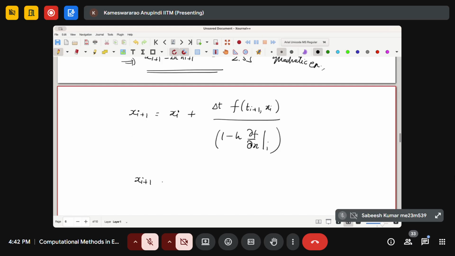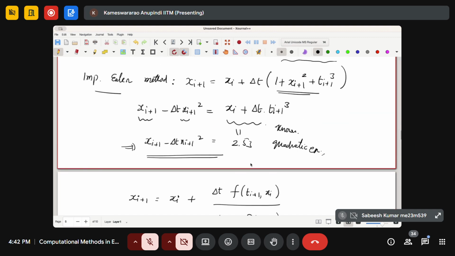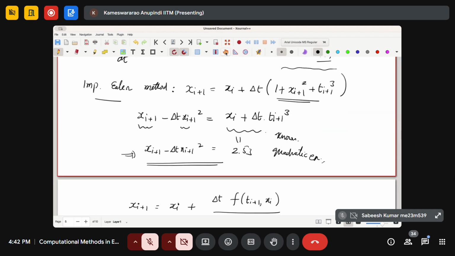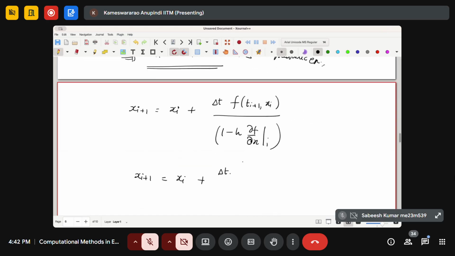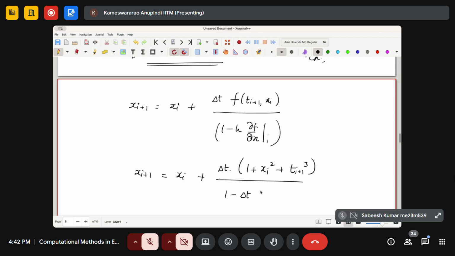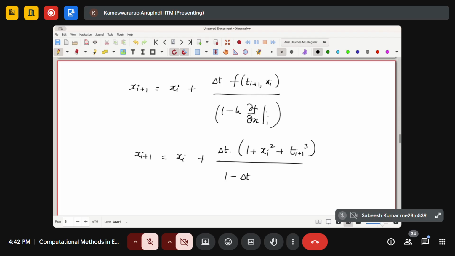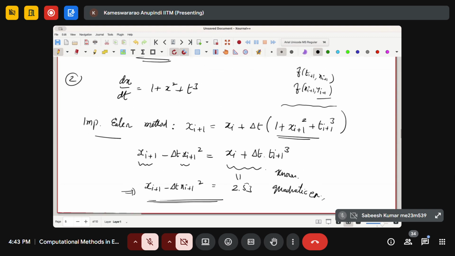This is going to be x_{i+1} = x_i + delta t times f of t_{i+1}, x_i. This is the f function, so I have to write this for t_{i+1} and x_i. That means this is going to be 1 + x_i^2 + t_{i+1}^3 divided by 1 minus delta t times partial f partial x. This is with respect to the dependent variable. So f is 1 + x^2 + t^3, right? That's what I have.